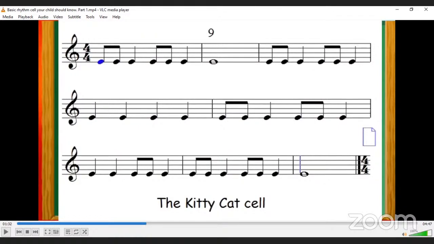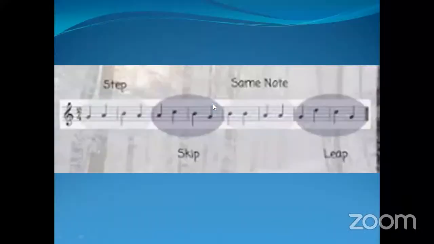Now let's go back to our slides. One thing about music is that it is written in steps and skips mostly. Then sometimes they are written in the same notes, and occasionally you have some leaps. But most of the time they are written in steps or skips.